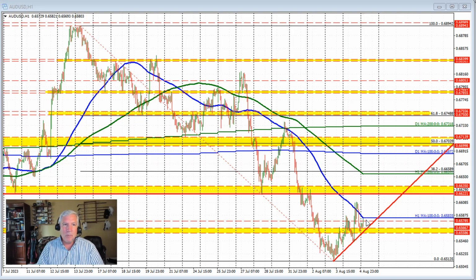So, you know, when we get to these inflection points, these points where there's a key barometer in play, like the 100 hour moving average, you've got to use it to either define a more bullish bias or define a continued bearish bias. So pay attention to this level.